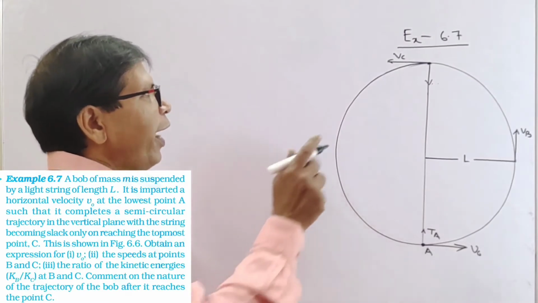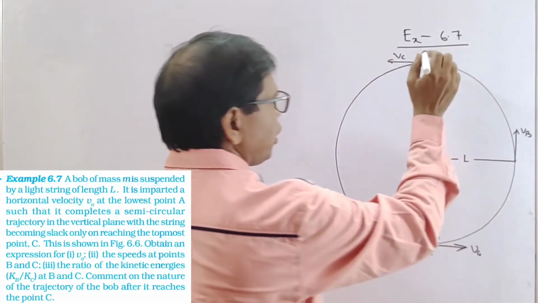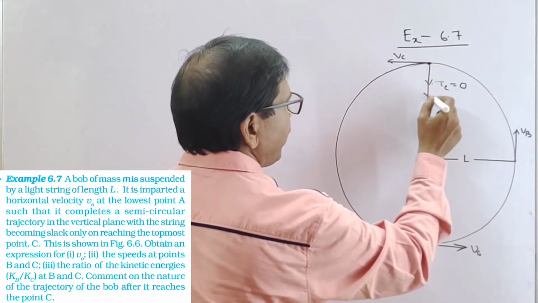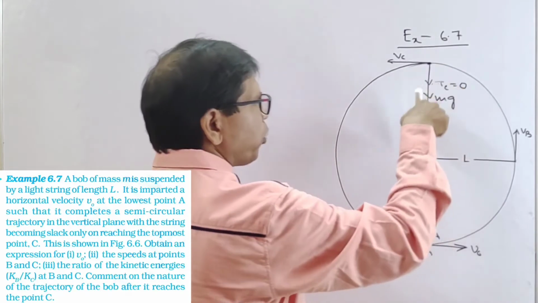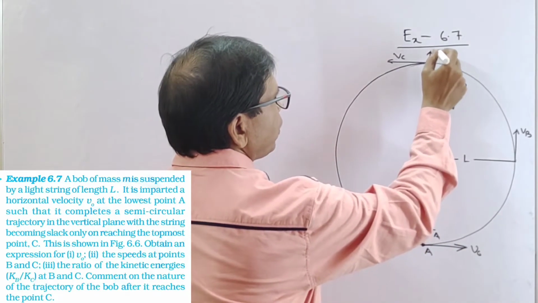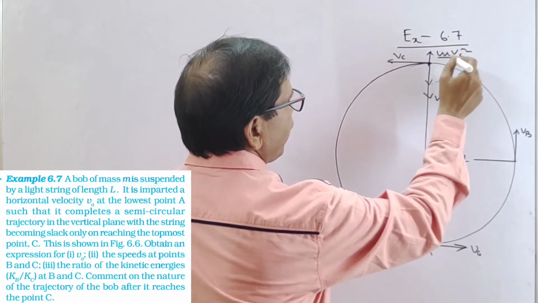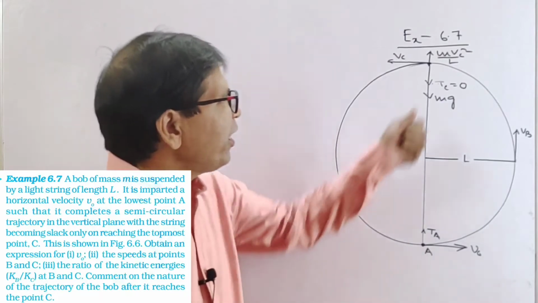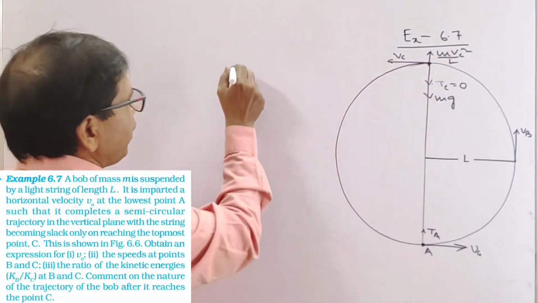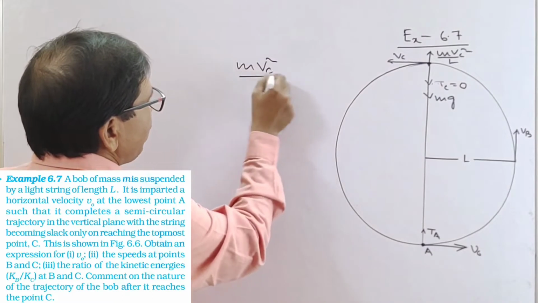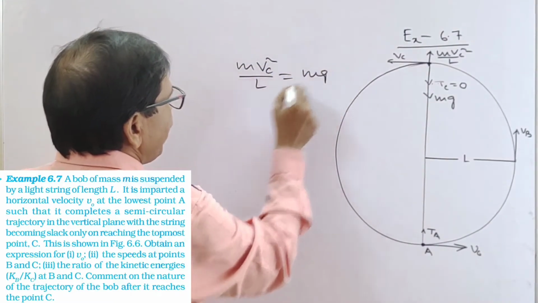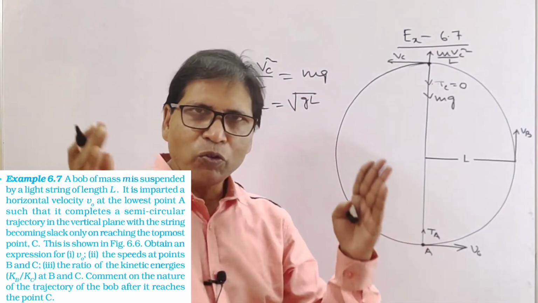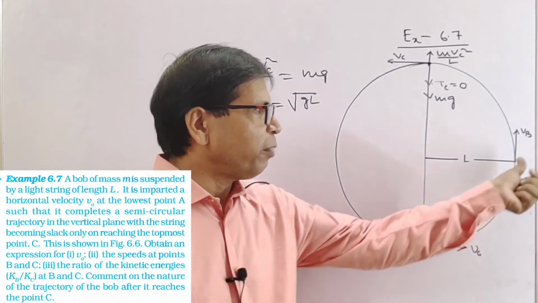Okay. Now look at this, as the string becomes slack at the point C, the tension Tc equal to 0, and mg is acting vertically downward, and the centrifugal force m Vc square by L is directed radially outward. So now in this case, for equilibrium of the body, m Vc square by L equal to mg. Therefore Vc equal to root under gL. Okay. Now we have to calculate V0 and Vb.